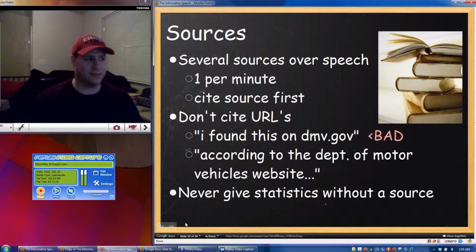Finally, and kind of obviously, never give statistics without citing a source. If you make statistics up on the spot and you don't tell us where they come from, I'm going to assume you made it up on the spot, and it's going to hurt your credibility and won't count as one of the sources that you need for the speech.